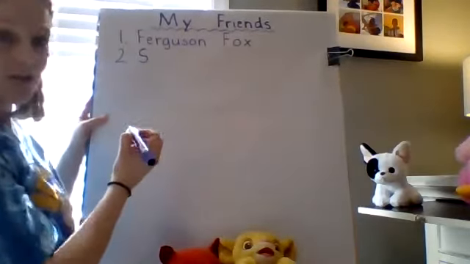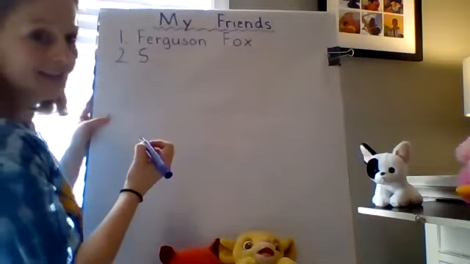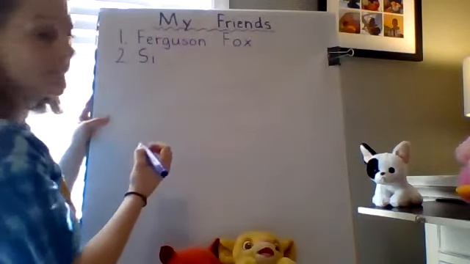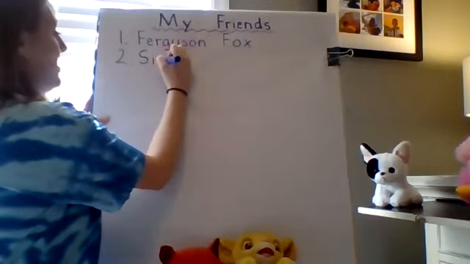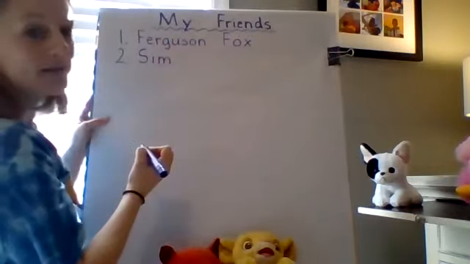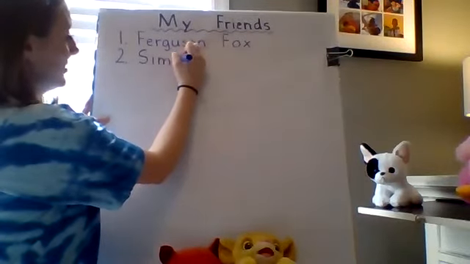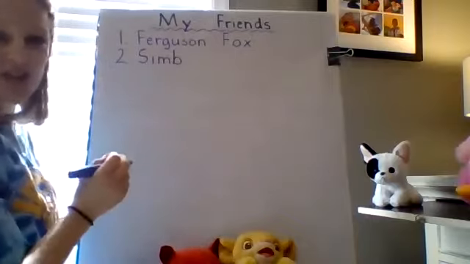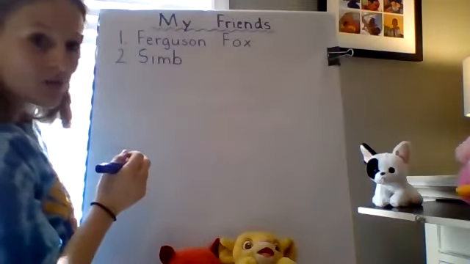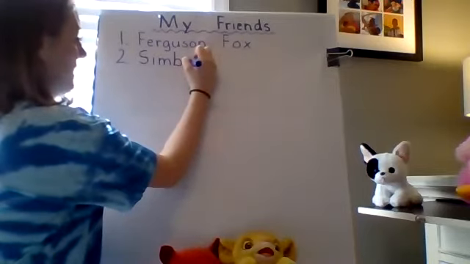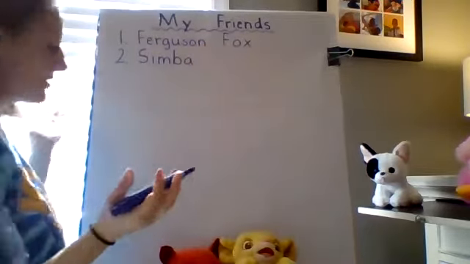When I say the sound, you say the letter. I. M. B. B, remember for a B, we do first the bat, then the ball. And this one's tricky. It should be U, but Simba actually ends in an A. And since I know that, I'm going to use an A. But if you put U, that would be great too.